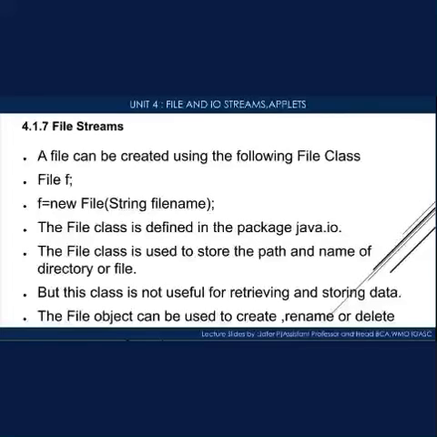What do you mean by retrieving data? Retrieving data means you cannot extract data from a file. That is not possible by using this object. And there is one more operation called storing data. Even storing data is not possible when you use this File class. The File object can be used to create, rename or delete. These three operations you can do. You can create, rename or delete files.